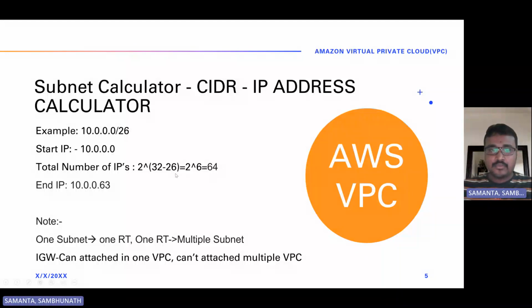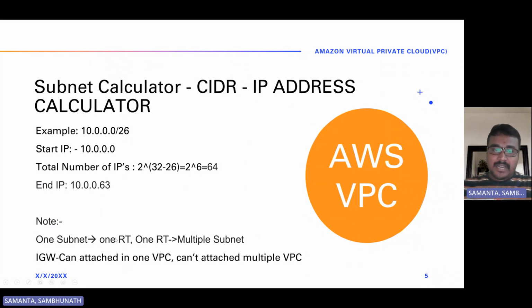Suppose it is a /28, right? Then it is 16 addresses, right? Then it will start from 10.0.0.0, and here the end IP will come, since it is 16, as 16 minus 1, then it will be 15. So 10.0.0.15, the end IP will be 15. I hope this got clear.